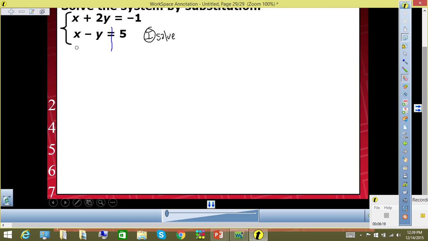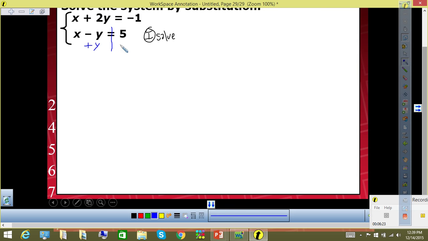If I solve for x, which means to leave x by itself, let's see, plus y, x equals y plus 5. So which was the easiest to solve? X. So your noodle, you're going to have to start making some decisions to not do too many steps and to not make as many mistakes.